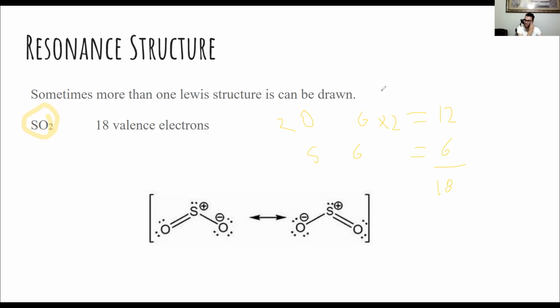So we start the structure for this molecule. We put the sulfur in the center. This is the least electronegative atom between those two, and then we connect the two oxygen atoms by a single bond. So now we have used 4 electrons. So we got 14 left.